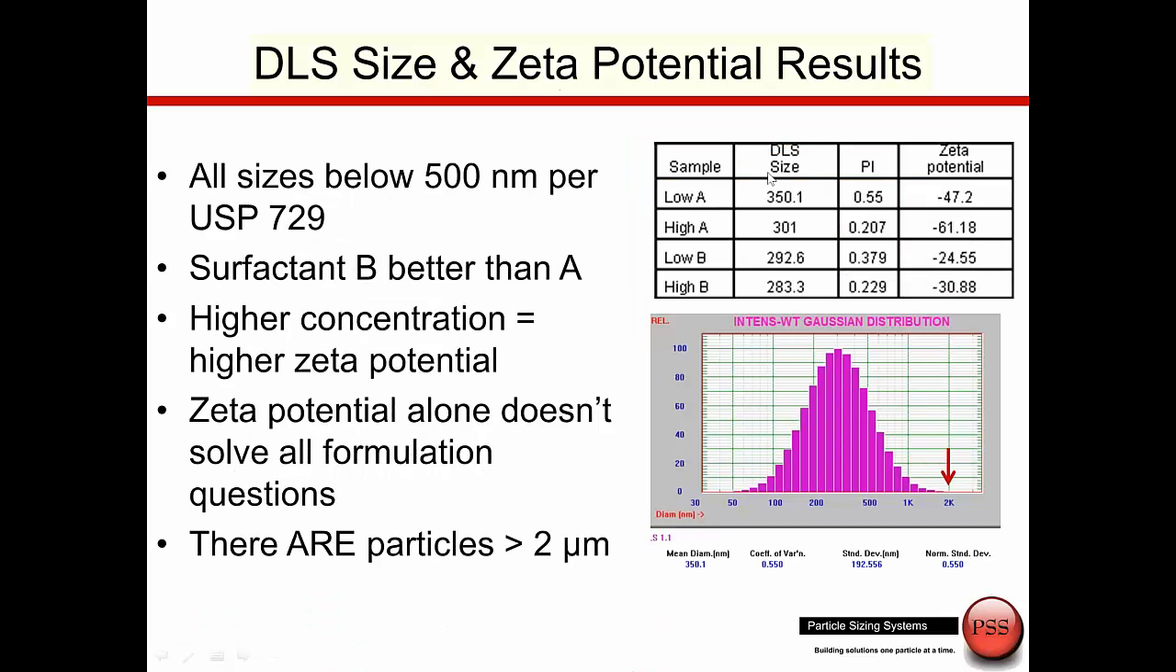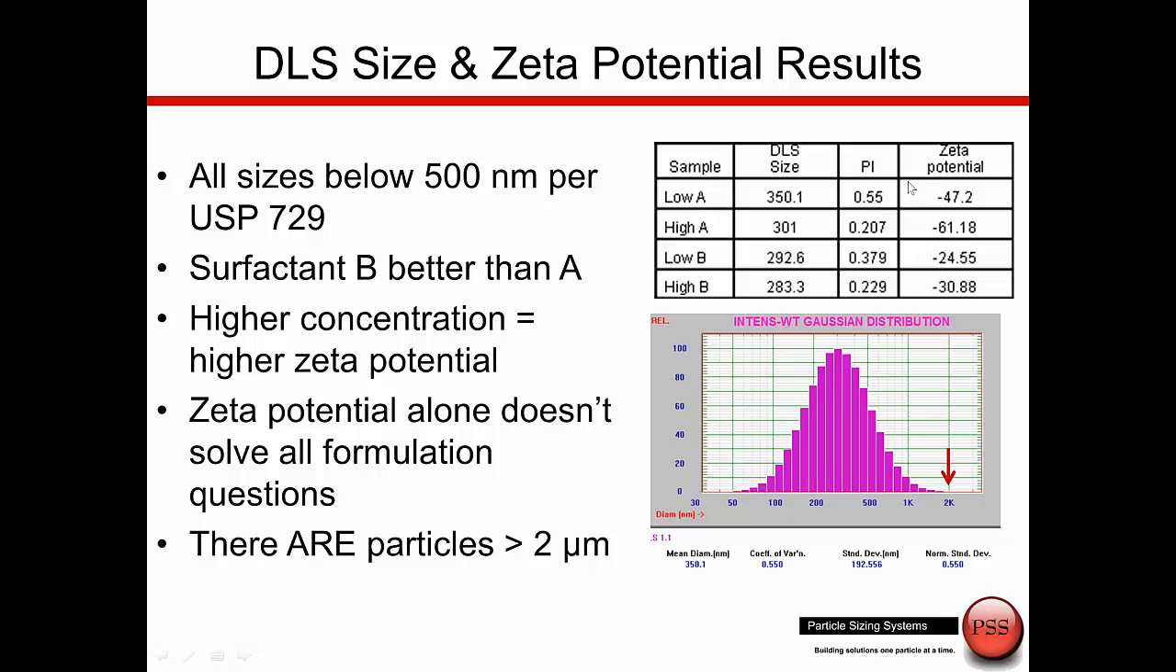Here are the results for both the mean size and the zeta potential of the 4 samples we have: high and low concentration of surfactant A, high and low concentration of surfactant B. As you look at these sizes, all of these are below the 500 nanometer limit, which USP 729 says is an indication we've created decent emulsions. This polydispersity index is a calculation of the width of the distribution, and in general, smaller sizes will be more stable than larger sizes, and more narrow distributions are generally more stable than very broad distributions.